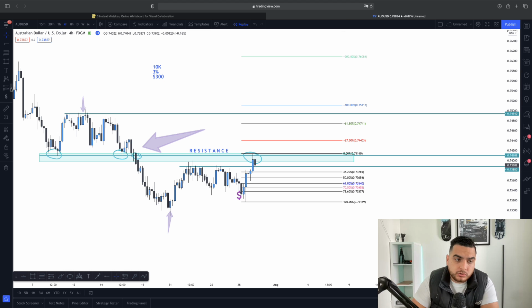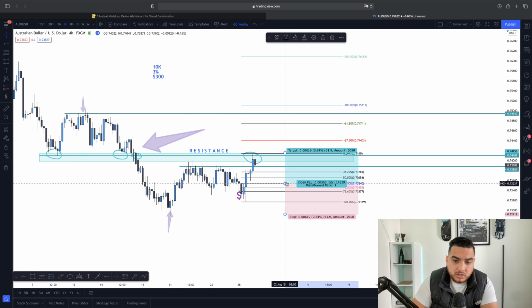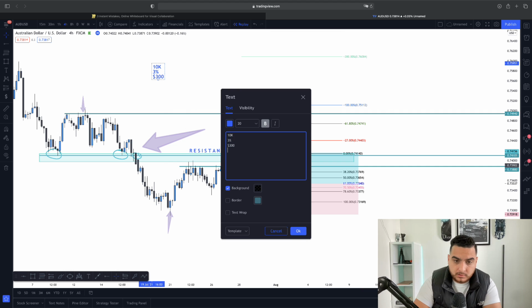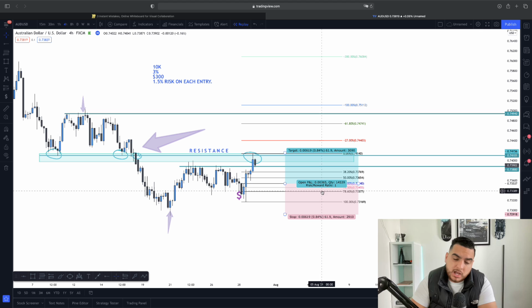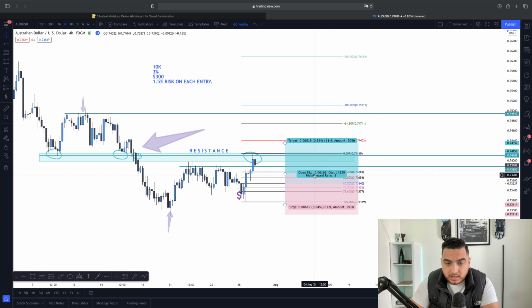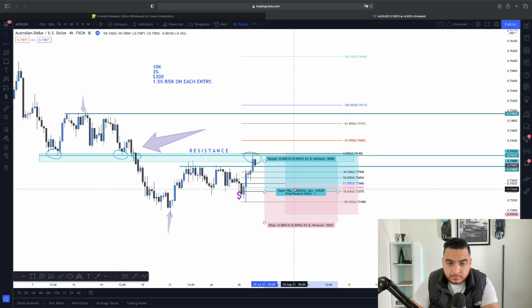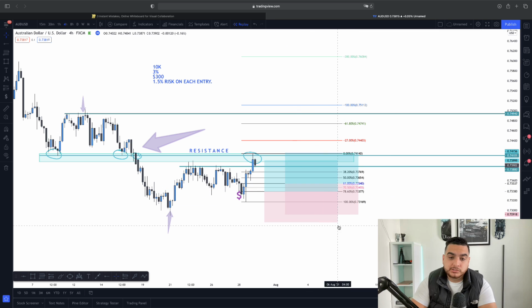What I would usually do is put a long position on the 61, okay, and that's my first position for 1.5% risk. So we're doing 1.5% risk on each entry, okay? This is how you split up your risk, and this is how you get optimal entries, okay? This is how I do it anyway. The second one I'd want to do on the 70 Fib or even deeper into the 78.6. So for this example, we'll just use both of these.